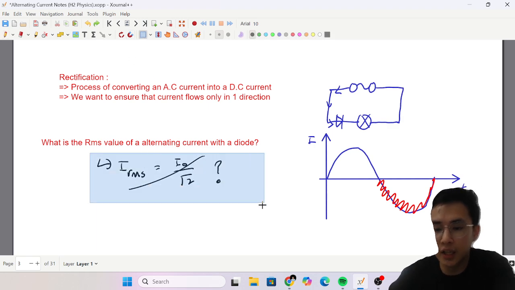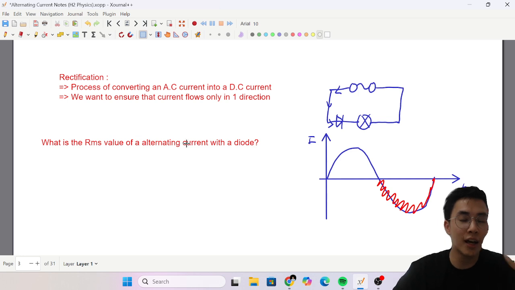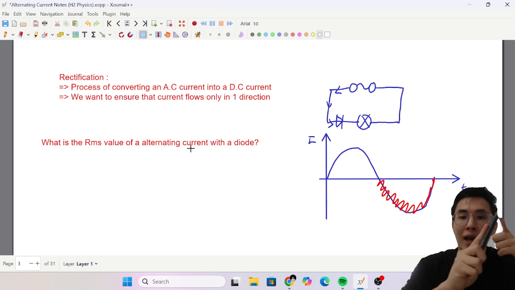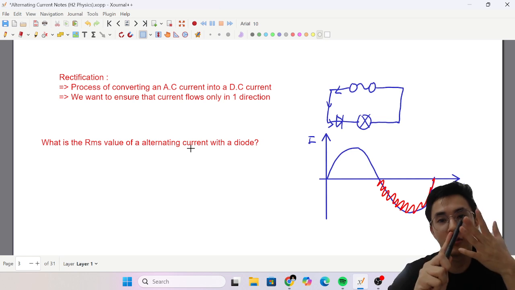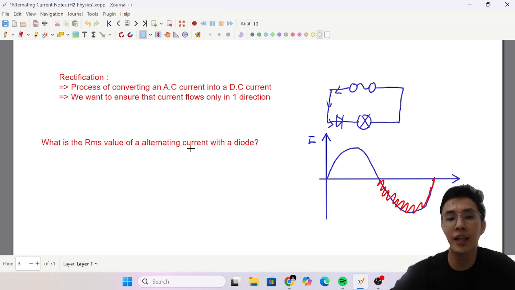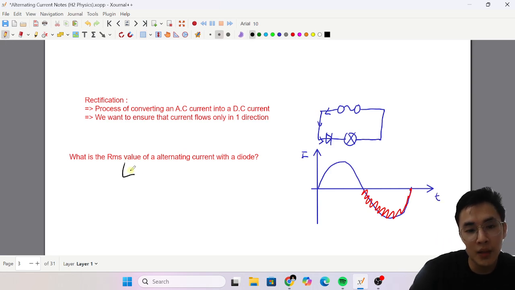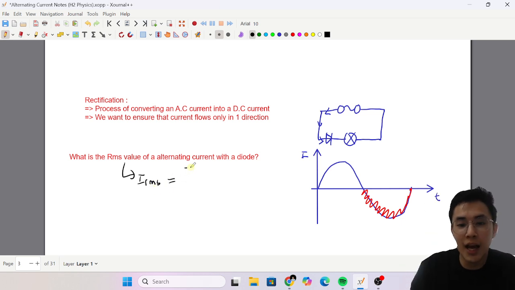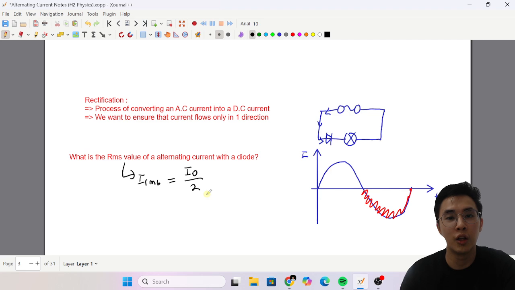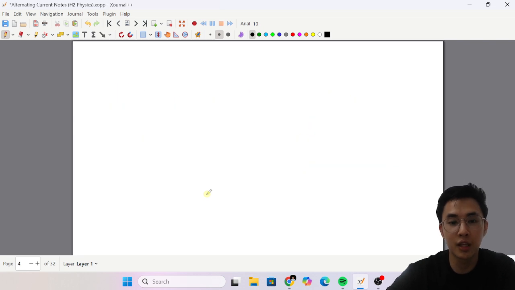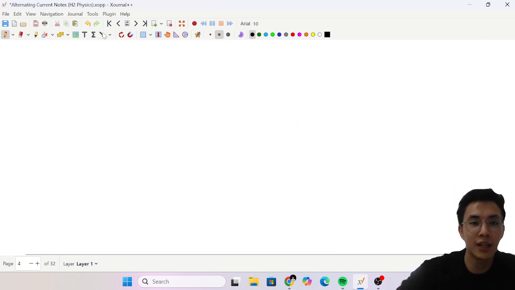If they give you a diode and ask you to find the RMS value, how do you get it? Simple, just use the same three steps. You first need to square, then mean, then root the graph, and then you can easily get the IRMS value. I know the answer already: for the ones with a diode, IRMS is just going to be I naught over 2. I'm going to prove this to you, and I really recommend you do the same thing with me. We'll start on a blank page.